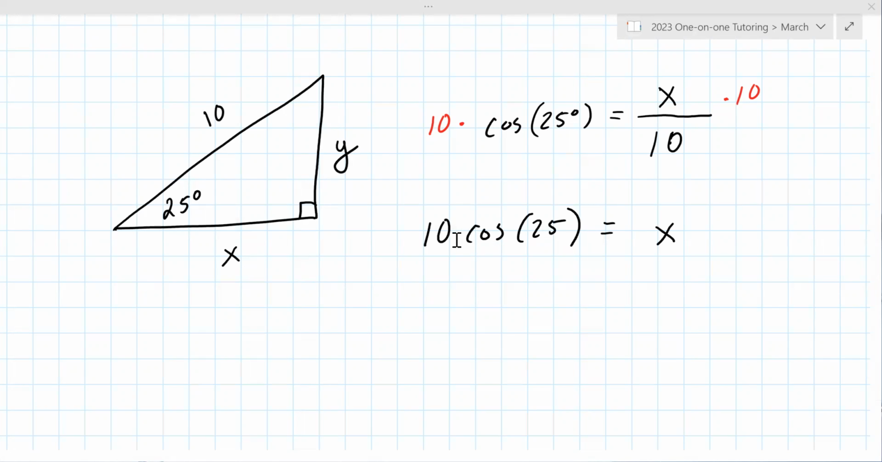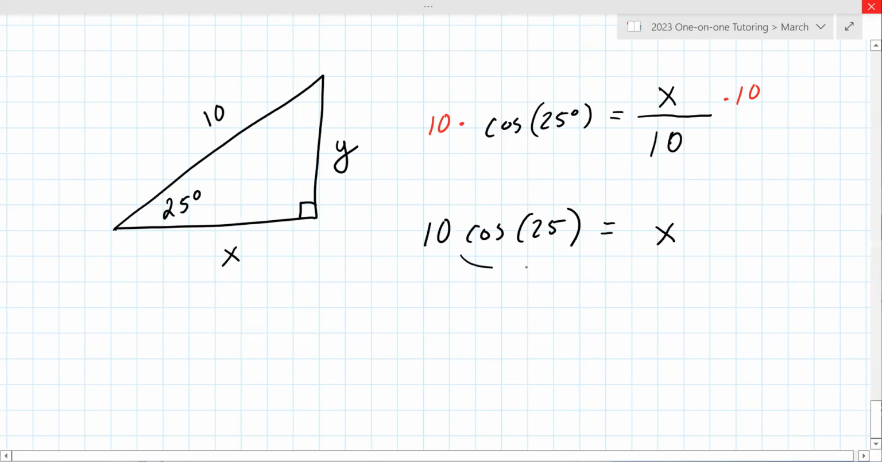All right, so I want you to go to your calculator and type in 10 times the cosine of 25. Okay, I got it. Or maybe the way your calculator works, your calculator may not allow you to enter that in all at once. Okay, so start by entering the cosine of 25, and then multiply that result by 10.